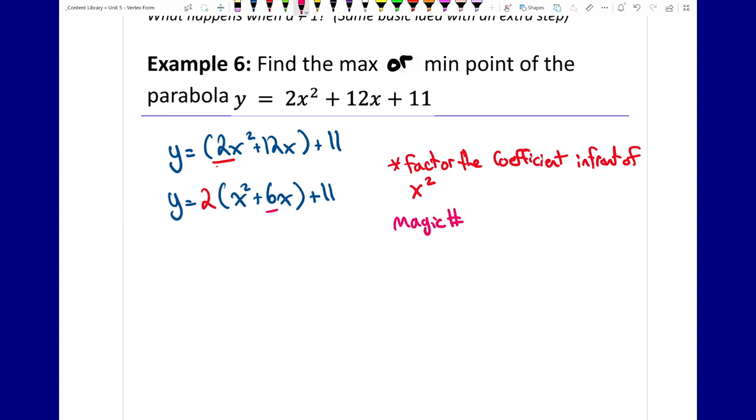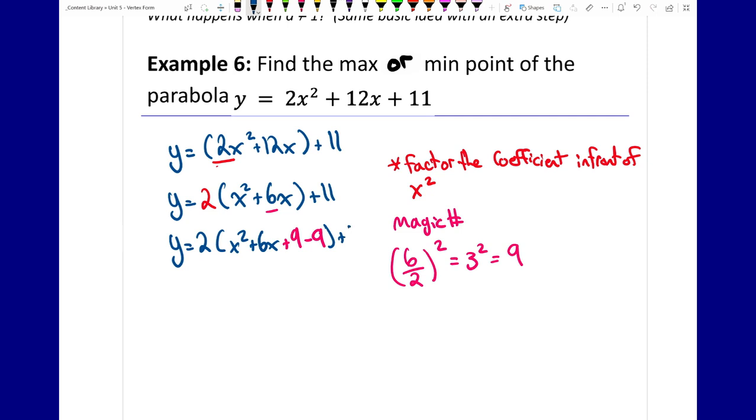To find my magic number, I take that second value, that's 6, divide it by 2, and then square it, or 3 squared, or 9. So now I'm going to have, again, following the same steps. I have had one new step. Everything else right now is going to be the same. x squared plus 6x plus 9 minus 9, plus 11. That minus 9 is going to move on the outside.